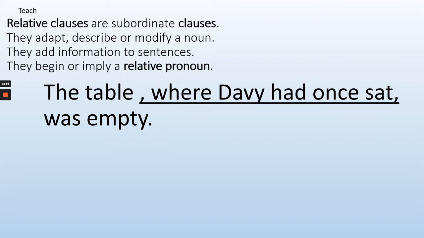The table where Davy had once sat was empty. Where is my relative pronoun, and it relates back to my noun, the table. Where Davy had once sat is my relative clause, and it's embedded, surrounded by commas.